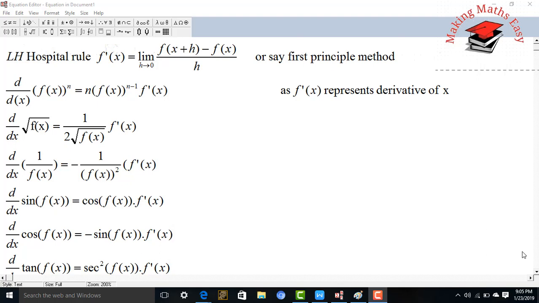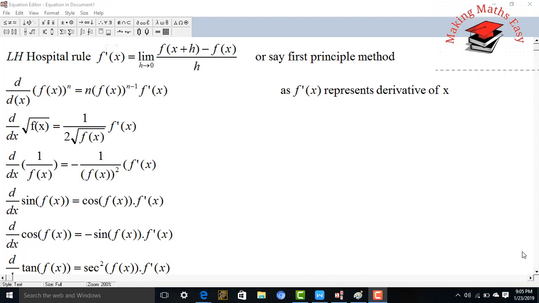divided by h, where f of x is the function, which is a real valued function, and h is the increment in this case. We will prove this in the next video. So let's come to another derivative.